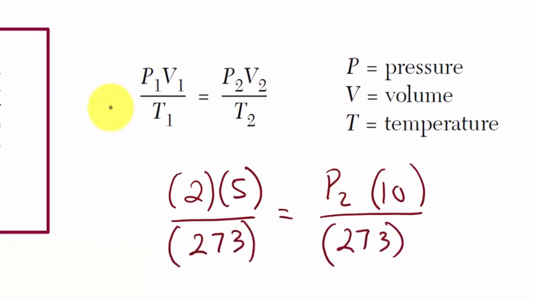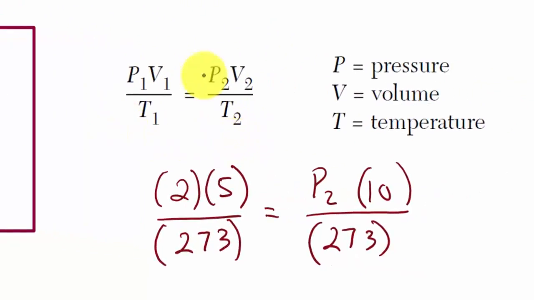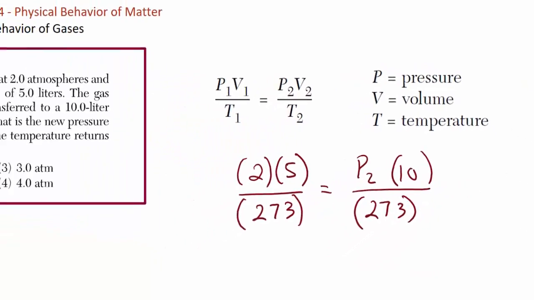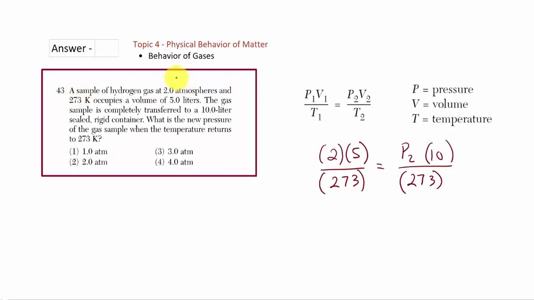P1 V1 over T1 equals P2 V2 over T2, and we're just going to plug in the values. Hunting for the values in the question, we see we were given a starting pressure P1, a starting temperature T1, a starting volume V1, and we have a new volume V2. We're asked to find P2, so that is the item in question. And you can see our temperature 2 was given to us as well, and it matches the original temperature, so temperature is not a factor here.